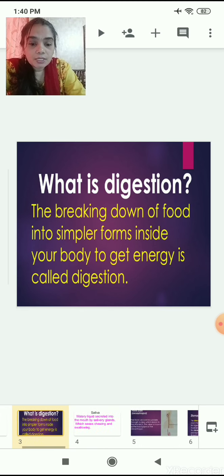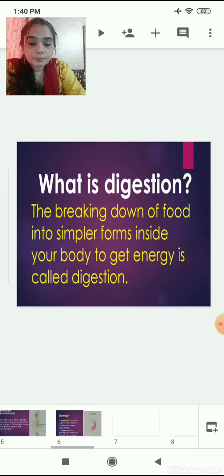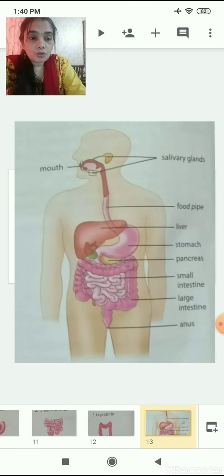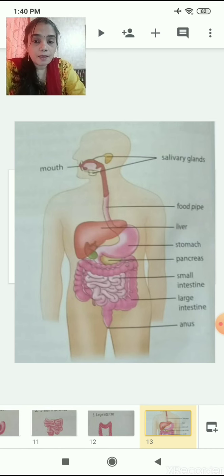Then what is the digestive system? So we saw the picture of the digestive system. Several organs are there to help the digestion process. So here is a mouth, salivary glands, food pipe, liver, stomach, pancreas, small intestine, large intestine, and anus.